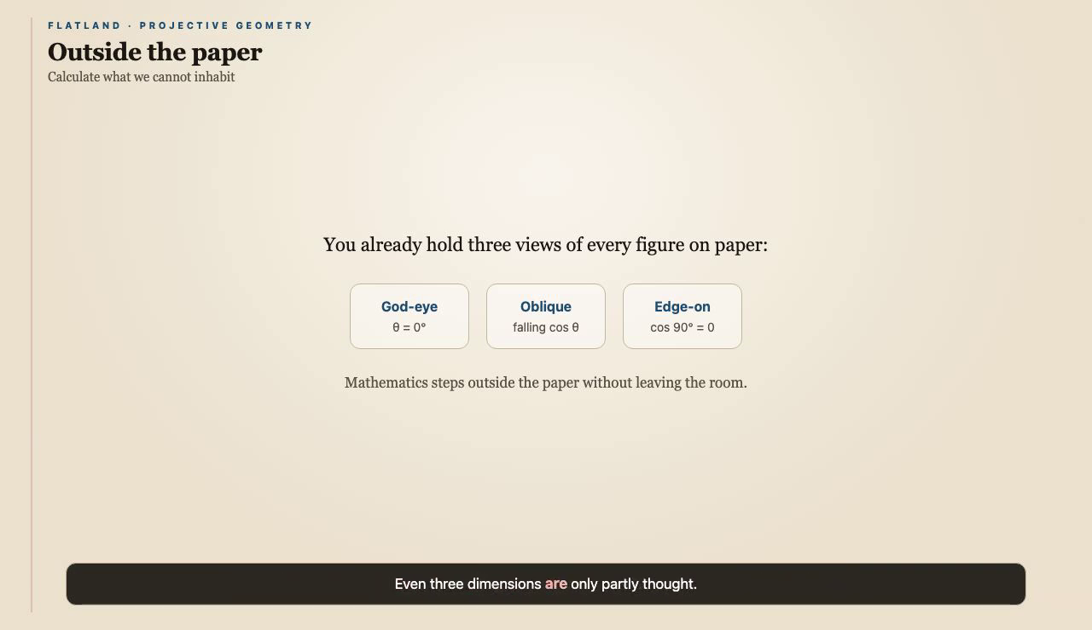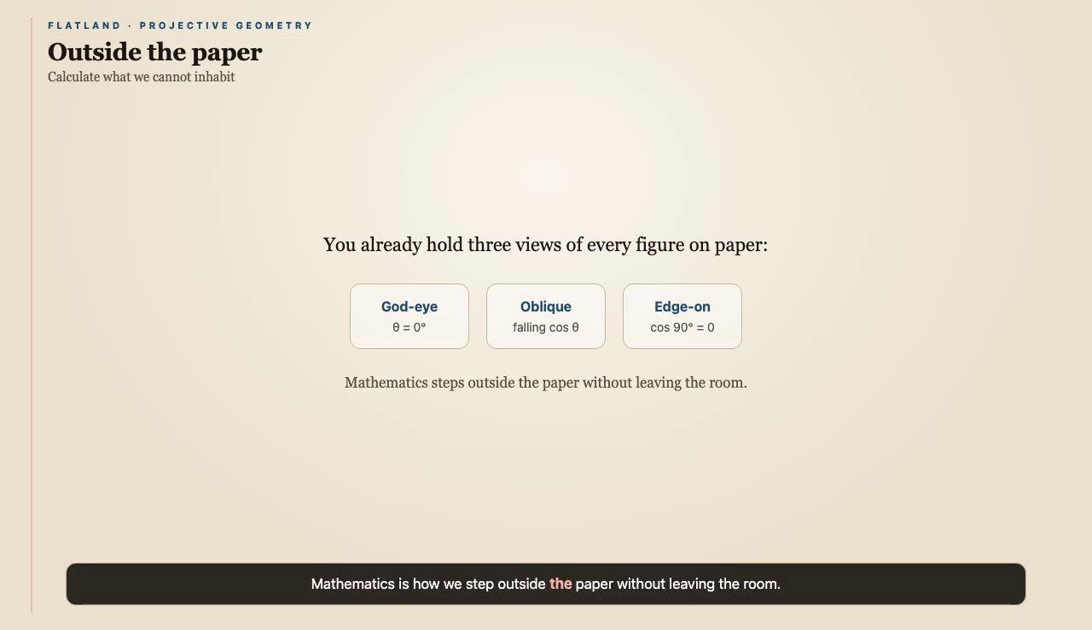And when someone says a higher dimension is unthinkable, answer with the smaller truth first. Even 3 dimensions are only partly thought. We think them through projections, shadows, slices, and symbols. Flatland is a mirror held up to that habit. The lower world teaches the method. The higher world inherits the same method with more axes.